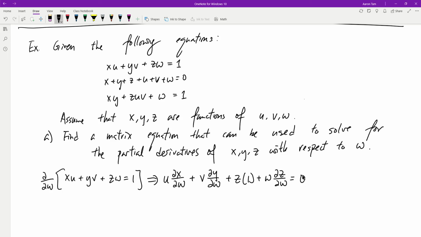Now, to put the equation into proper form, this is what I'm going to ask you to do. I'm going to line up the partial derivatives in order, meaning dx dw, dy dw, dz dw, and leave anything else on the other side of the equation. So I'm going to rewrite this into u dx over dw plus v dy over dw plus w dz over dw equal to, and then we'll move the z to the other side, becoming negative z.